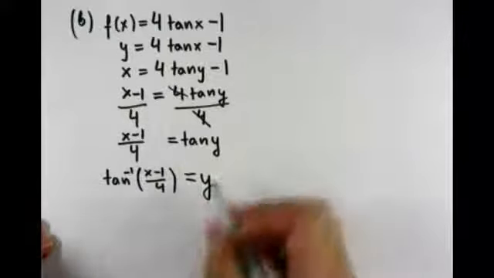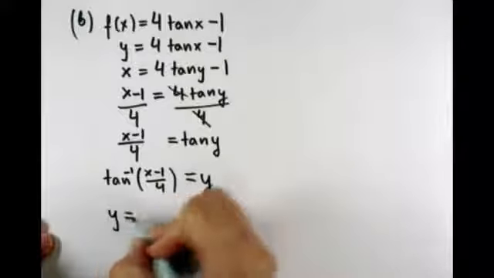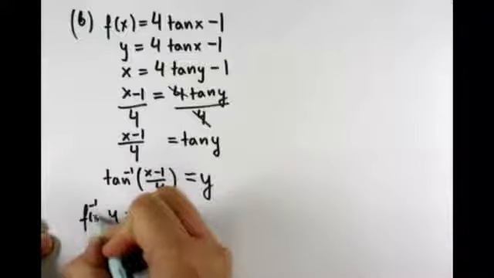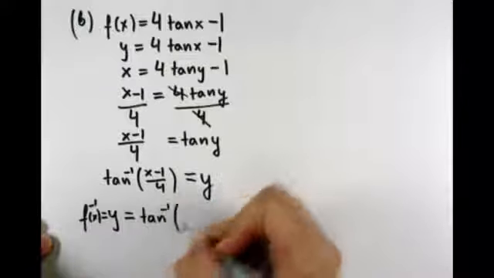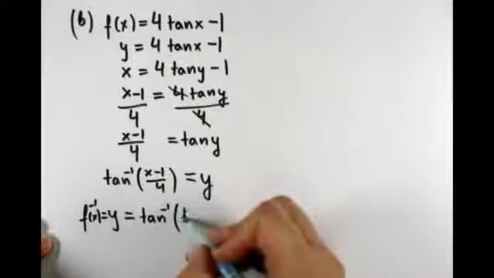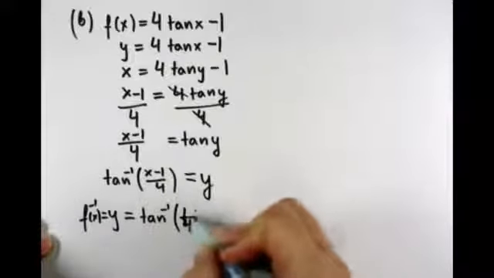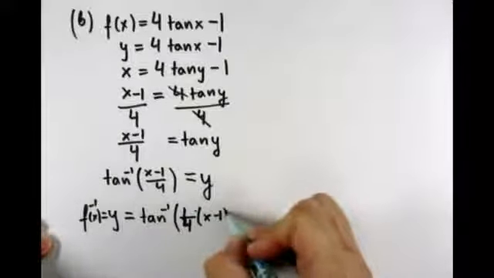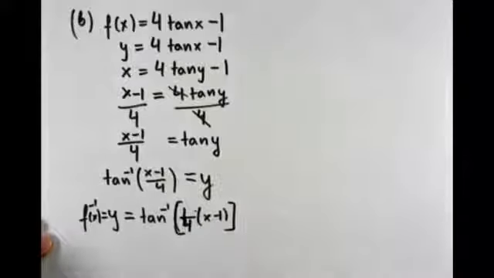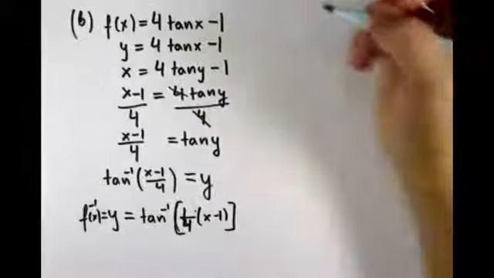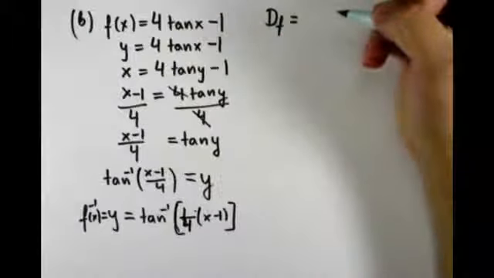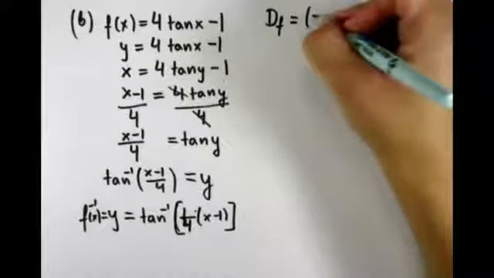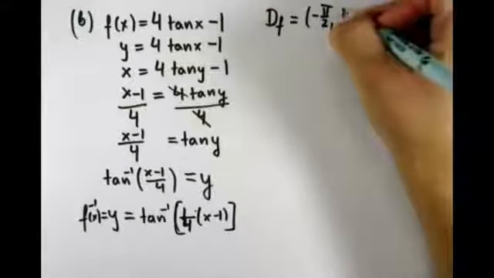Okay, so I rewrite this backwards. y is equal, or f inverse is equal to tangent inverse, and I'm gonna write this as 1/4 x minus 1. So now domain of tangent, what was the restriction so that the inverse exists? Domain of my original function. The restriction was from minus pi over 2 to pi over 2.